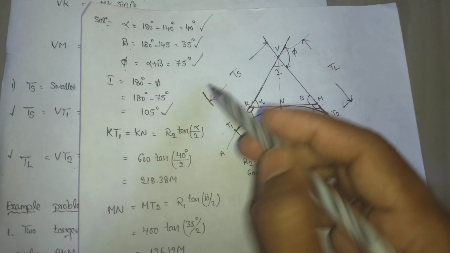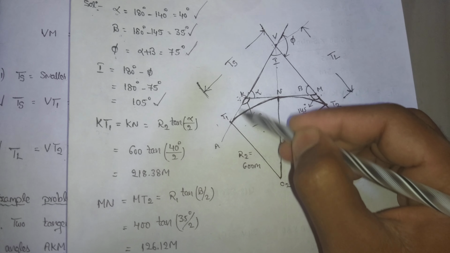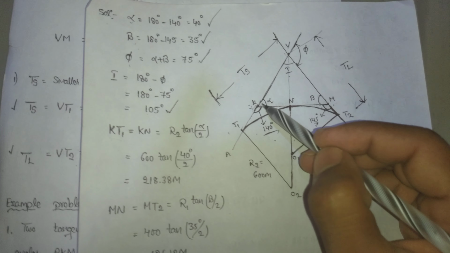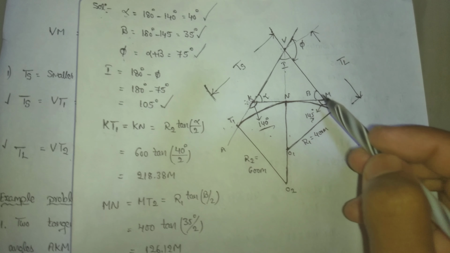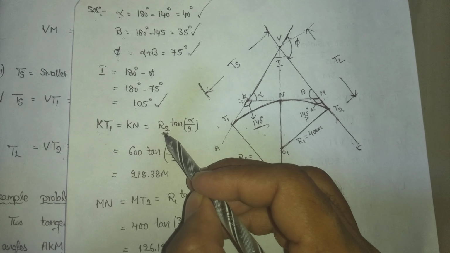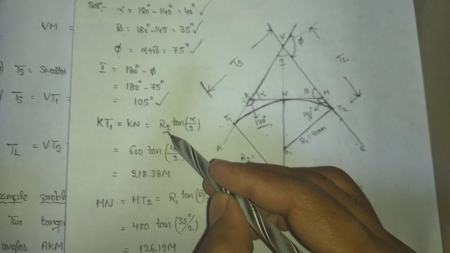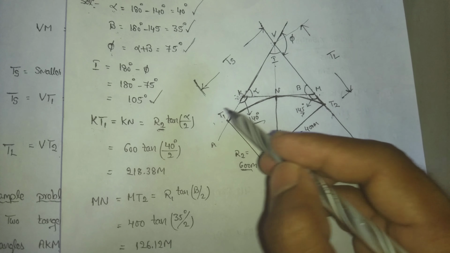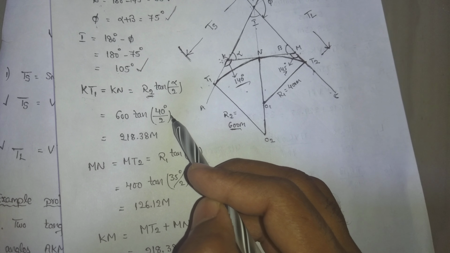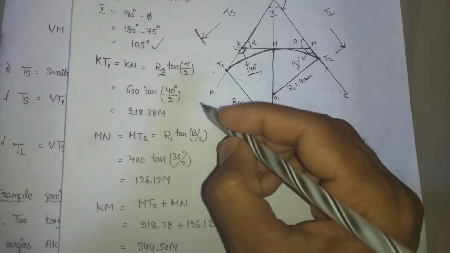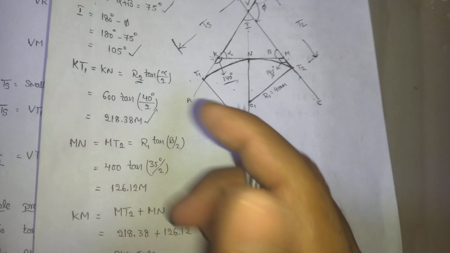Next, finally, KT1. KT1 is equal to KN. With the similar formula, KT1 is equal to KN, which is R2 tan alpha by 2. R2 means the large radius, 600 meters. The alpha value is 40 degrees. Then we substitute 600 tan (40 degrees by 2), and we get KT1 as 218.38 meters.